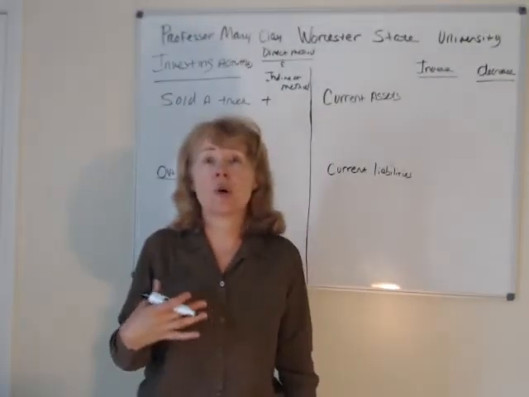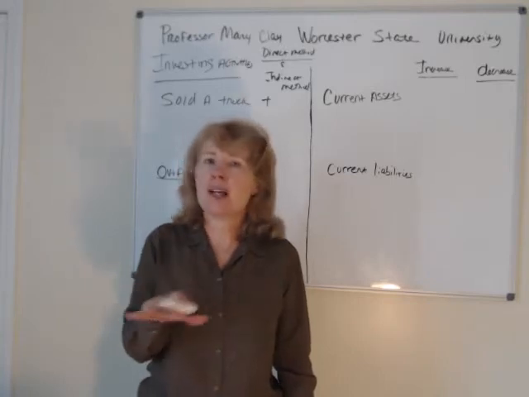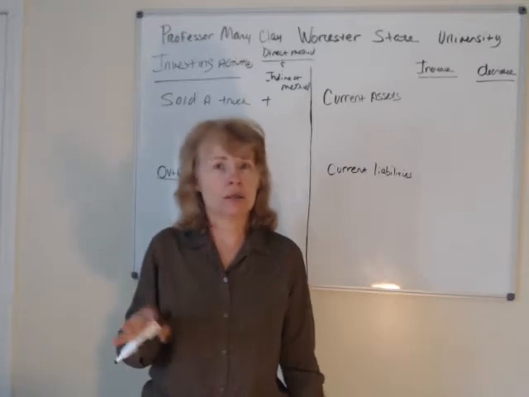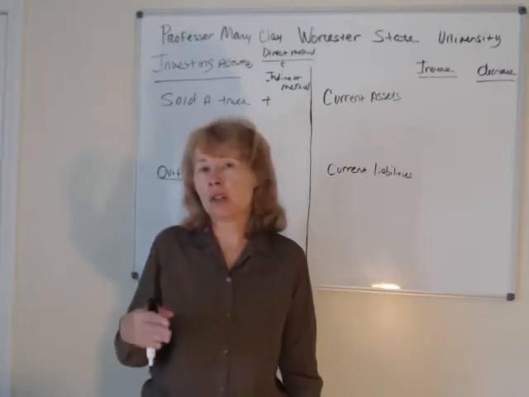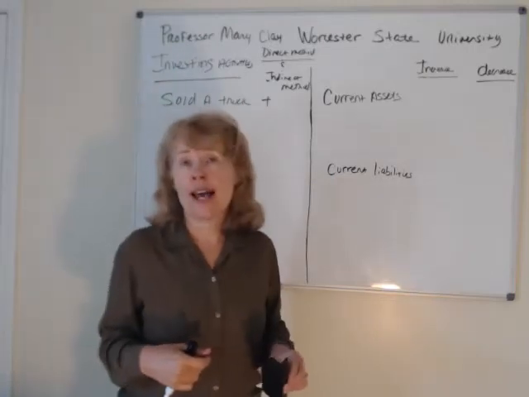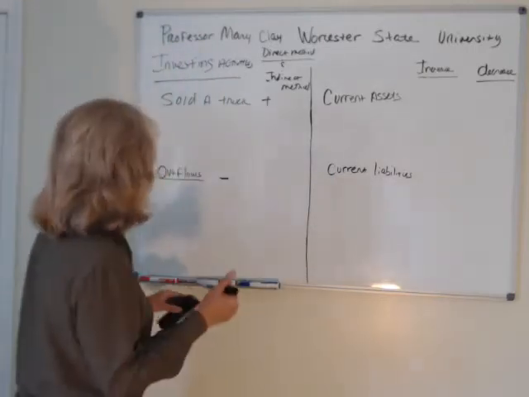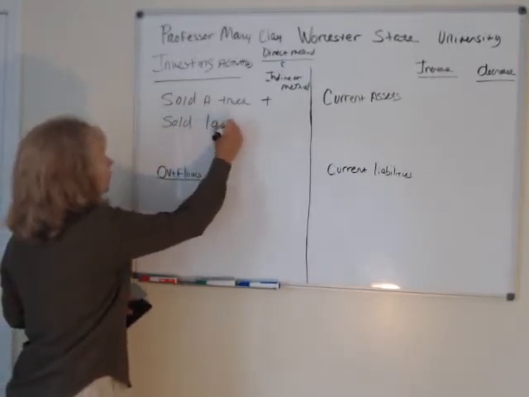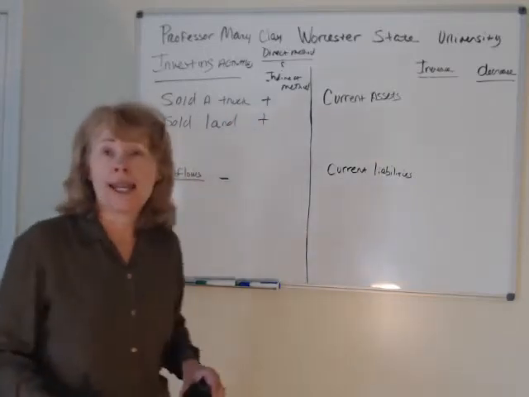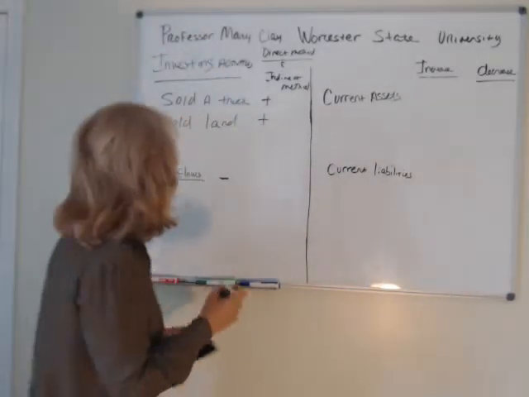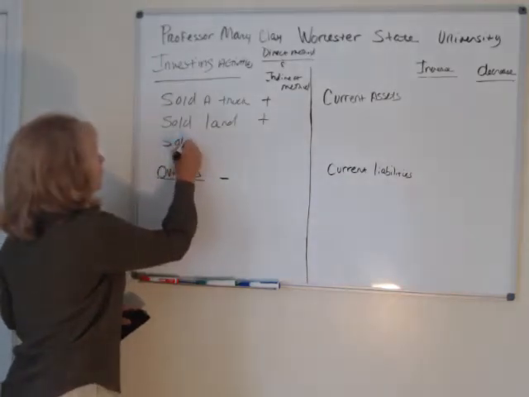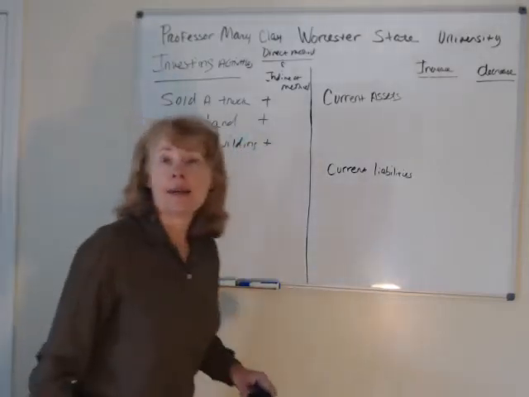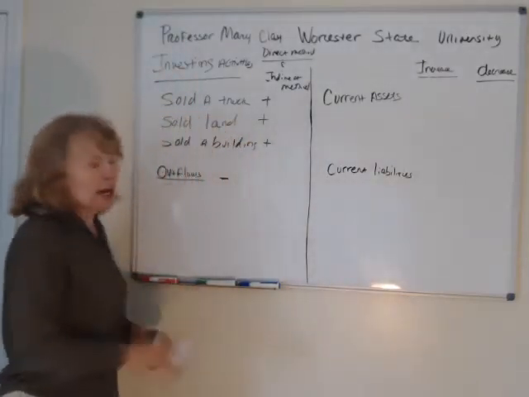Okay, so what's the journal entry? Sold a truck, and you sold it at book value. It's nice and neat. You debit cash, you credit truck. That's it. That truck is a long-term asset. You sold a truck, your cash went up. That's a positive. Okay, sold land. That's going to be a plus. Sold land: debit cash, credit land. Sold a building: debit cash, credit building.